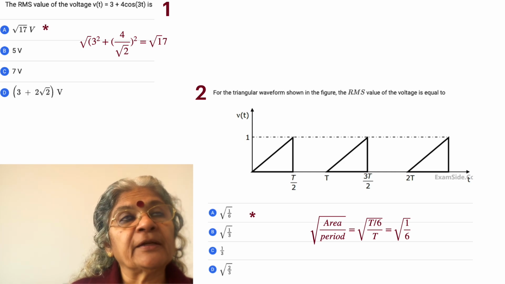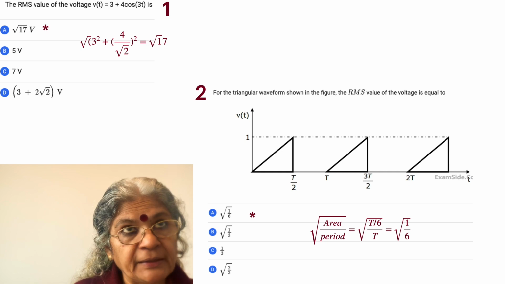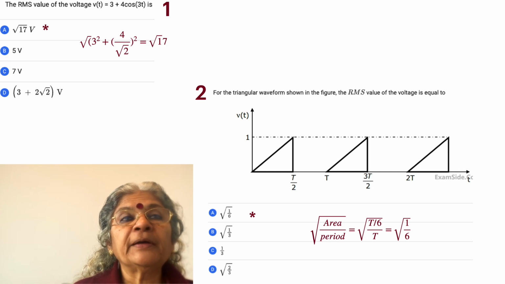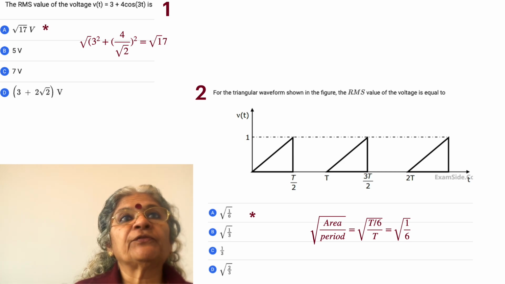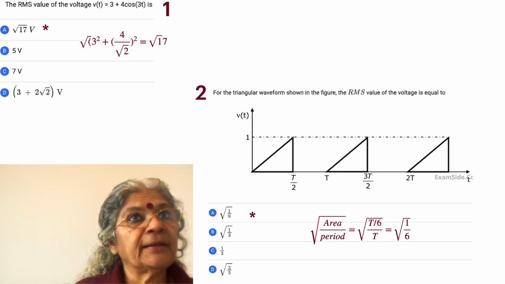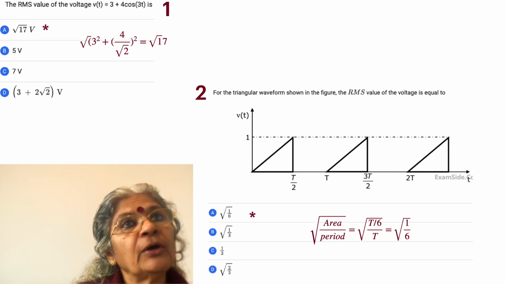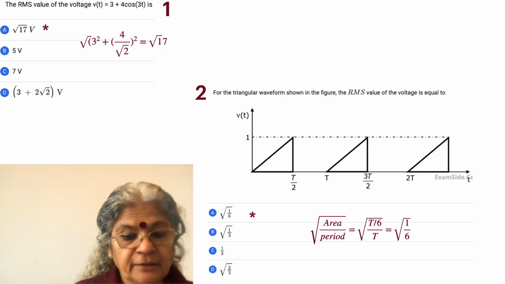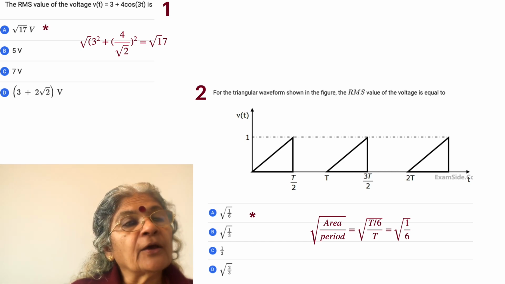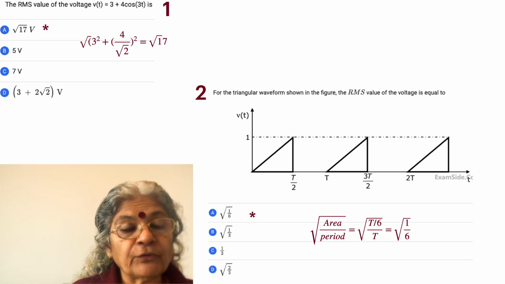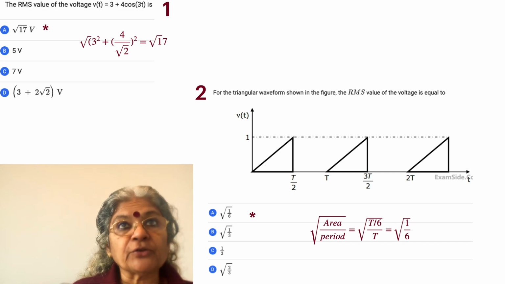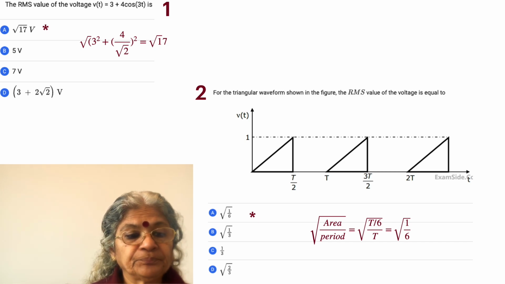So divide by the period. What's the period? T. Okay, so t by 6 by t, then take the square root. I hope the way in which we progress with respect to root mean square, where we first square, and then we take the mean value and then we take the root, is very clear to you. So what's the answer? Root of t by 6 by t is the same as root of 1 by 6. Okay, so again A happens to be the correct option in this case as well.